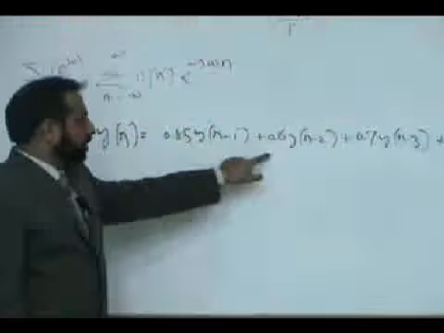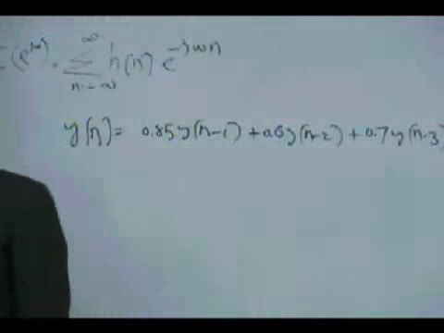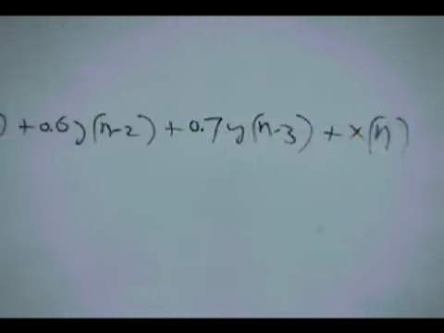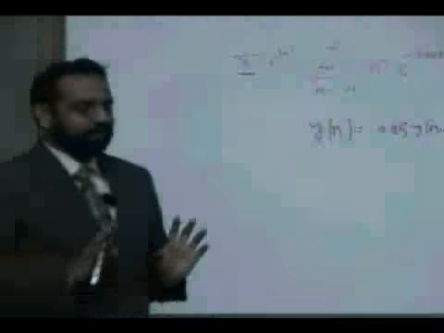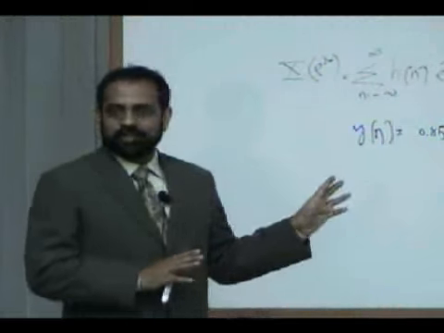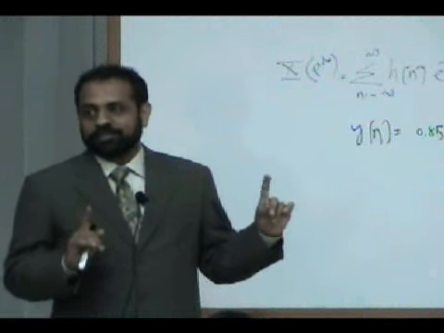Don't be misled by these 0.7. These are not exponentials. We'll find out once we go through the Z transform. These are just coefficients of the equation. This may or may not be a stable system.